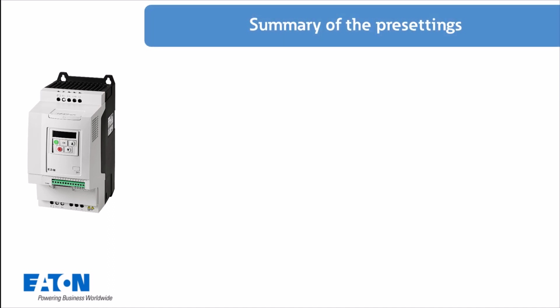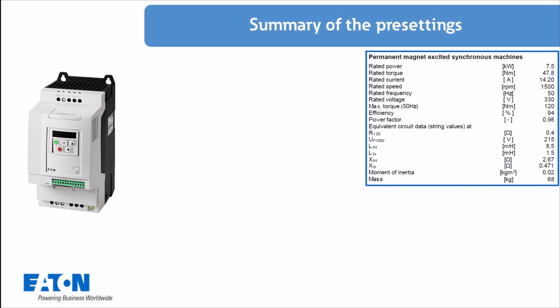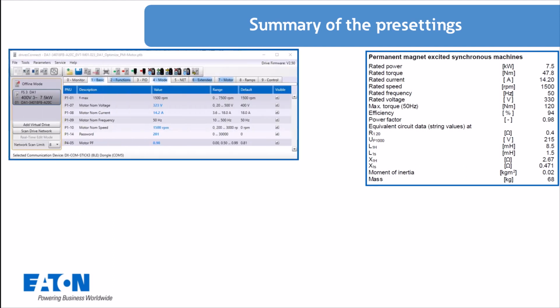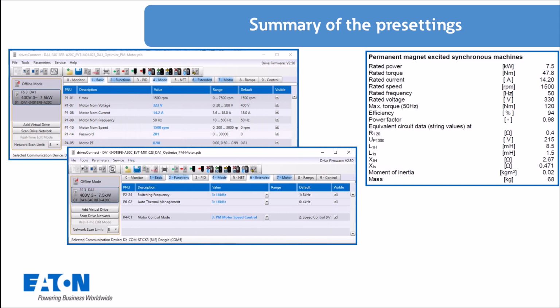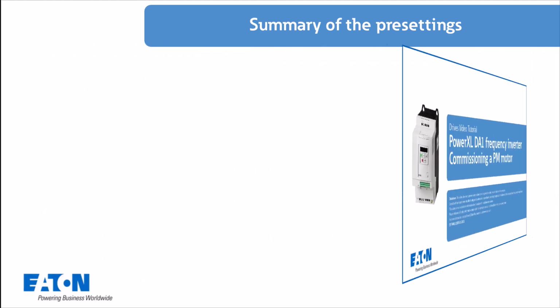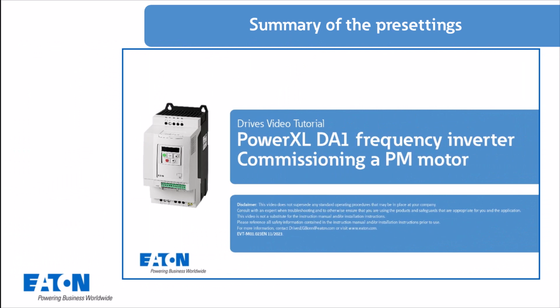This video tutorial is based on the displayed motor datasheet, the set values for the motor parameters, the switching frequencies, the selected control mode, and the motor values determined during the motor identification run. Detailed explanations of the relevant settings are shown in the displayed video PowerXL DA1 frequency inverter commissioning a permanent magnet motor.